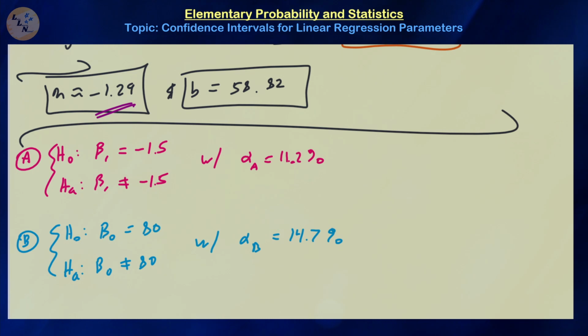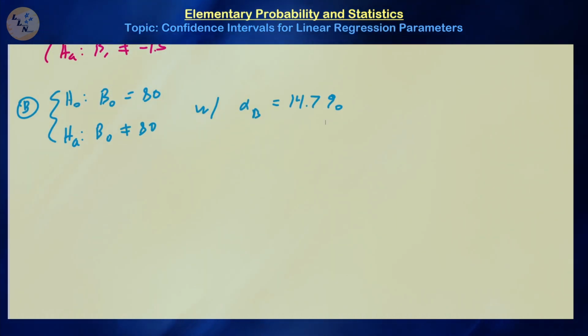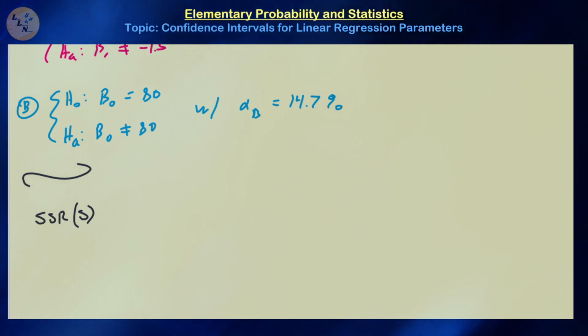Because some of these parameters we would like more variability in, and some we would like the variability to be very, very small. That's why these alpha values need not be equal to each other. So the very first thing that we need to calculate is the sum of squared residuals for this data set, S.